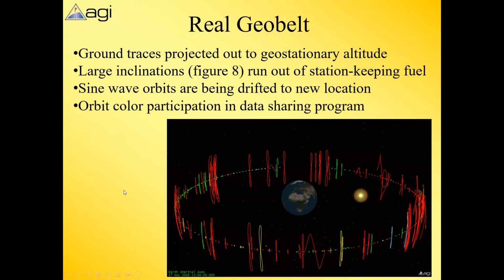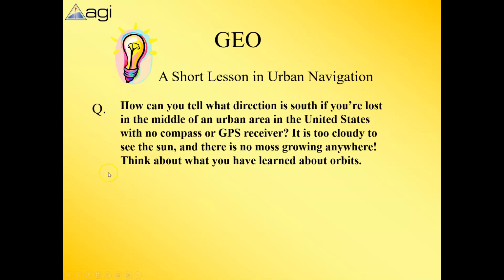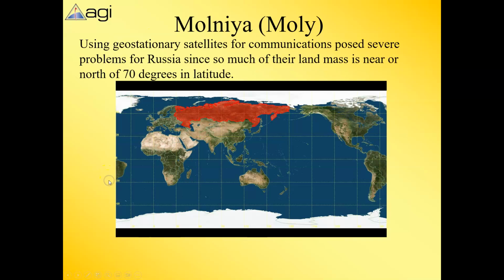And then orbit color, participation in data sharing program, whatever that means, I don't know. We'll kind of skip this part here and we'll talk about this more in class.